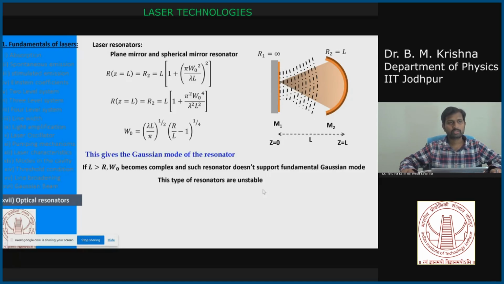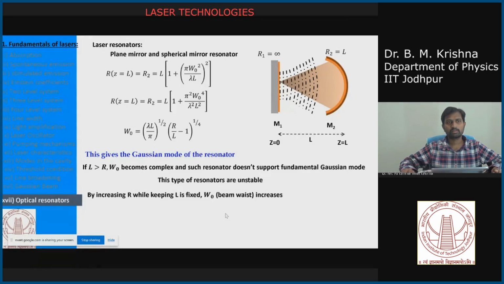Okay, and also we have discussed what happens when L is greater than R. When L is greater than R, your W naught becomes complex, so this resonator cannot support a fundamental mode. So that means if L is greater than R, this type of resonator is unstable.